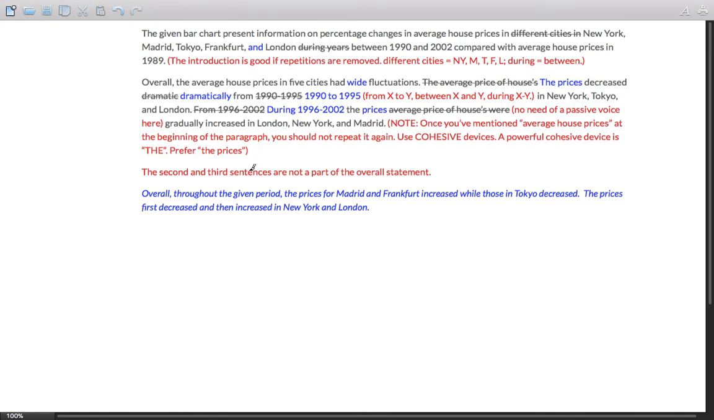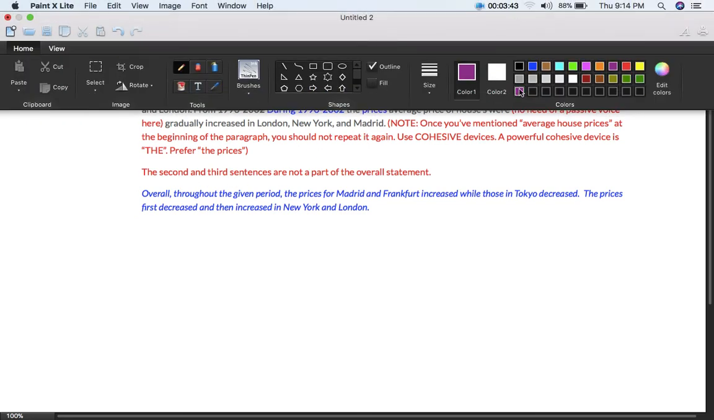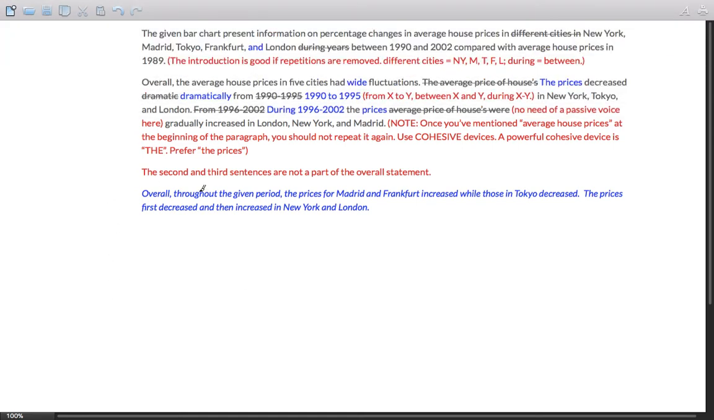Okay, so let us go through what exactly should be the overall sentence. Okay, it's here. So the student had written the overall sentence here. Now, what is the alternative? Overall, throughout the given period, the prices for Madrid and Frankfurt increased.